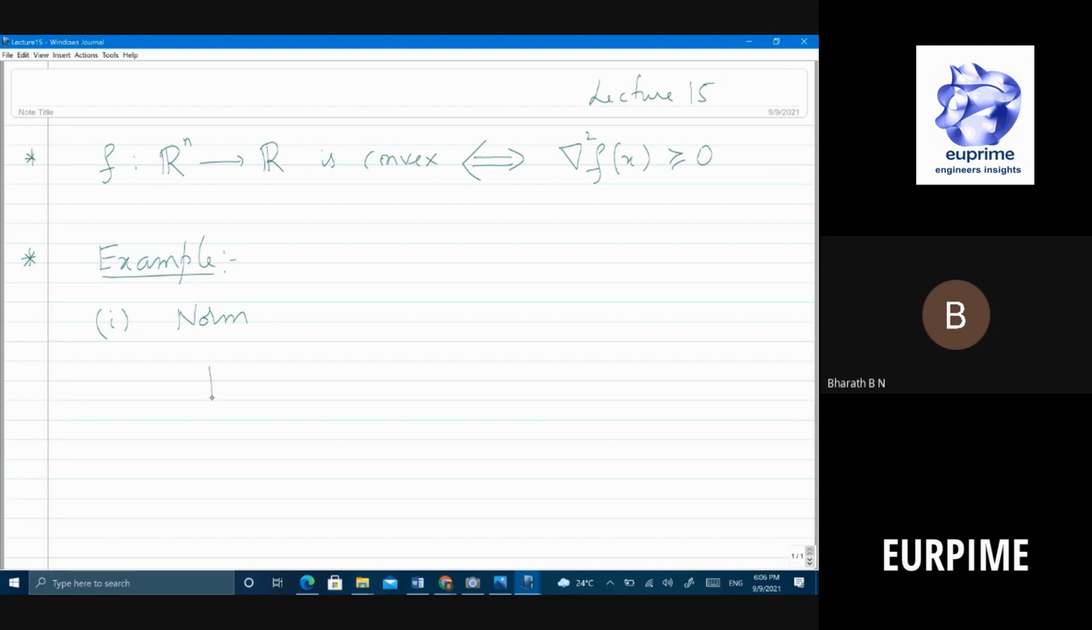Well, you look at norm of lambda x plus 1 minus lambda y, which is less than or equal to norm of lambda x plus norm of 1 minus lambda y, which is equal to lambda times norm of x plus 1 minus lambda times norm of y. So norm is convex, right? So that is clear. What else? Can you give me a few other examples? Norm is convex, great. What else?